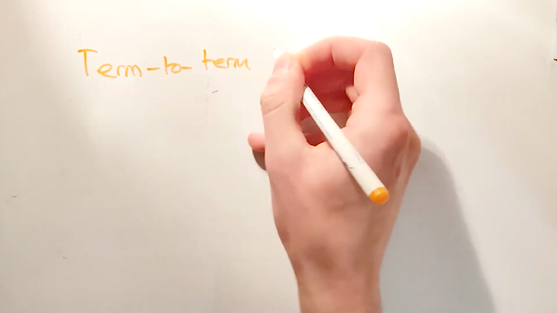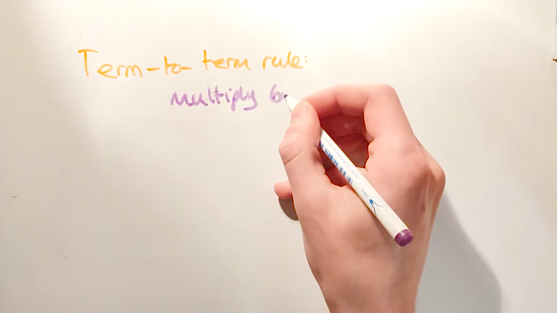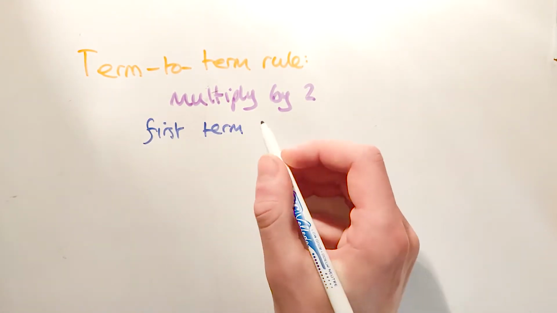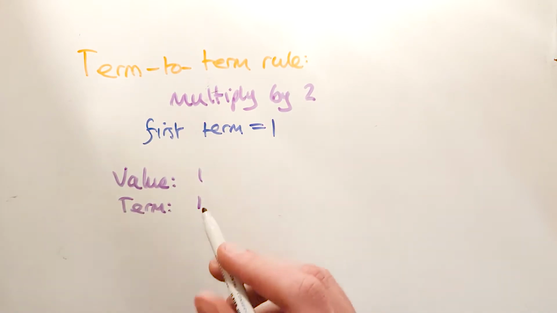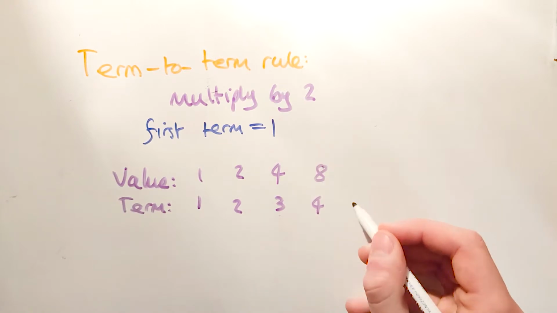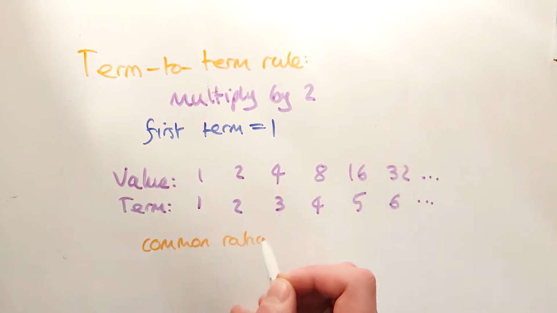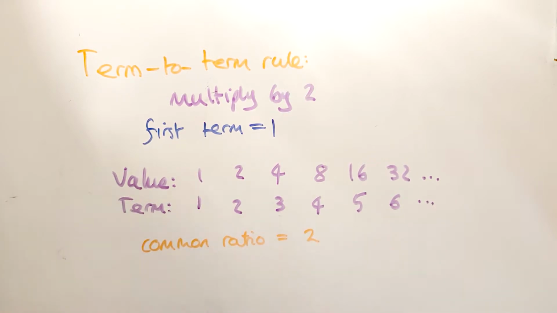Say we have a different series with a term-to-term rule of multiply by 2. We're given the first term in the sequence, which is 1. To find out the second term, multiply that by 2. To find out the third, multiply by 2 again, and so on until we've written out lots of terms of the sequence. We could say the sequence has a common ratio of 2.